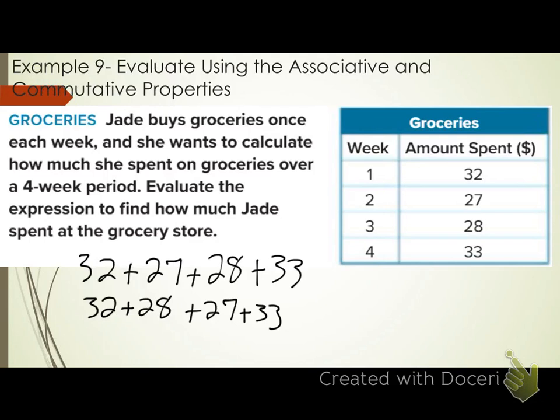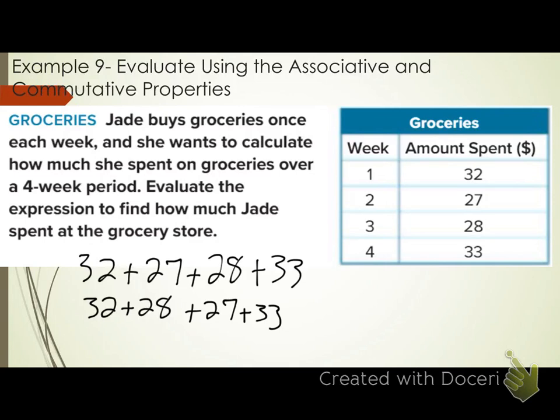If you like to get numbers that end in 5, what you said would be fine. Okay? We could add 27 and 28 and 32 and 33 if you wanted to go that route. Okay? What property did I just use? Commutative. I moved numbers around. I moved the order of the numbers around in the problem. Does that make sense? Based on the commutative property, I'm able to do that.